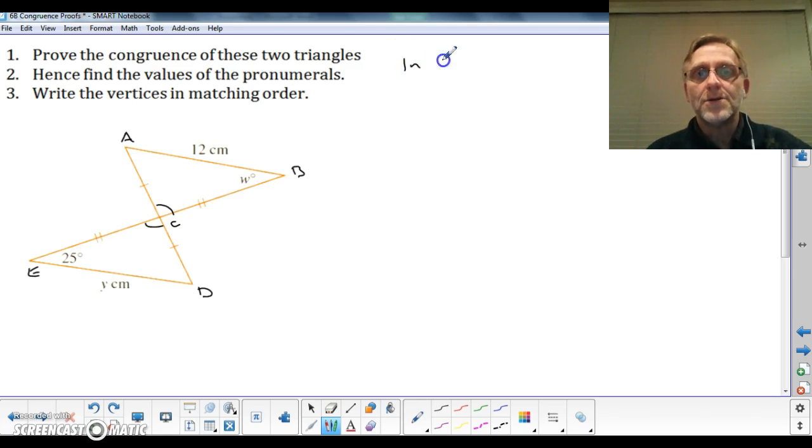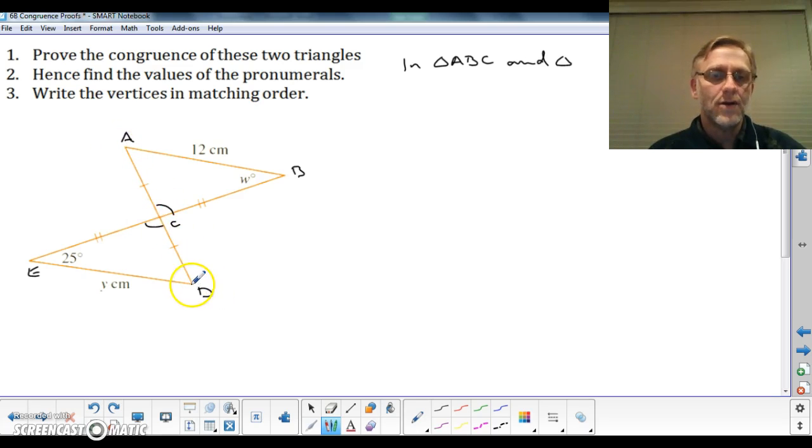So in triangle ABC and triangle... now just be careful. Got to write them out in corresponding order. A, B, C. So I start at the end of the short side. I go along the opposite side here, the angle, so that's DEC. Right, so those two triangles are written out with their corners in corresponding order. Now I'm going to do a side angle side proof.